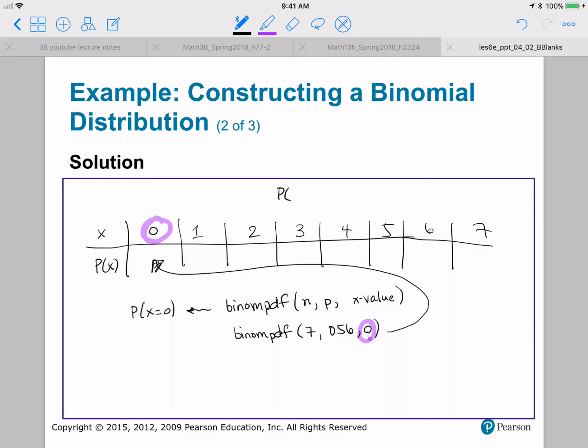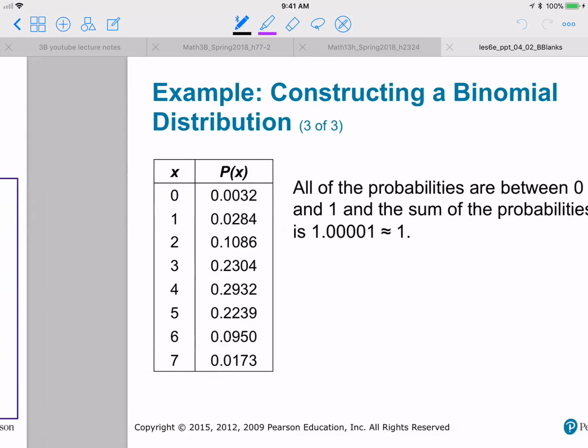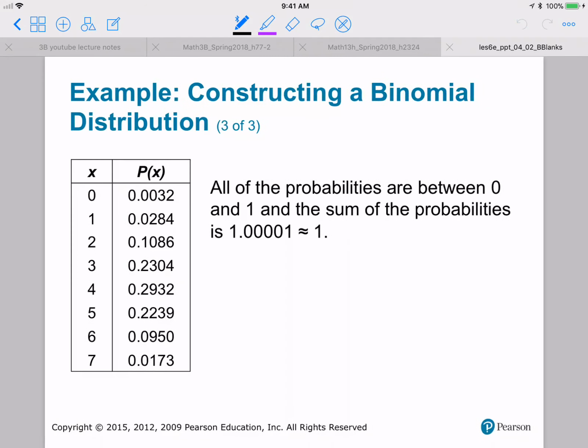So for example, if we want to know what number goes here, what's the probability that all 7 people will say, yes, I like it because it's quicker? We would say probability x equals 7 is going to be, we need binomial PDF 7, 0.56, and our x value is 7. And that's going to spit out some number, and that is the number that you put in that little box. Now, when you do this, these are the answers that you should get, and these are rounded.